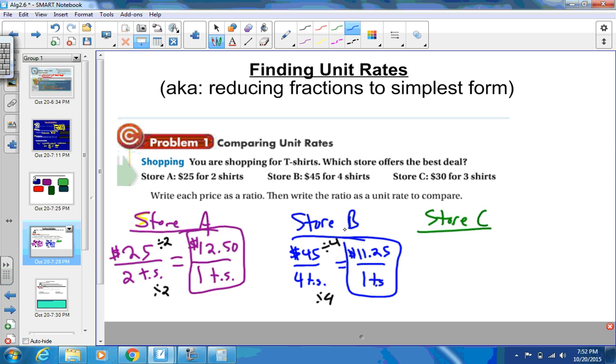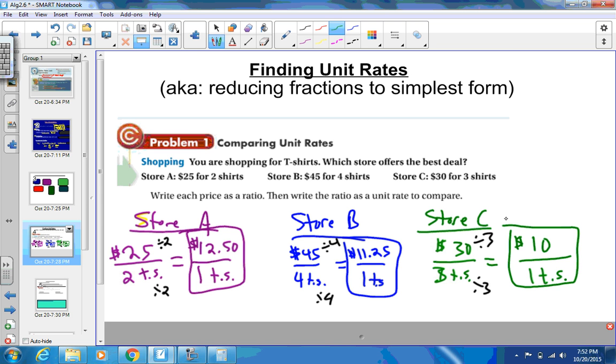So far, store B is a better deal. But we still have store C. So they sell them $30 for 1 t-shirt. Oh no, 3 t-shirts, sorry. And we want to figure out for 1 t-shirt how much it would cost. So this one's a little bit easier. We can divide the bottom by 3 to get to 1 t-shirt. So we divide the top by 3, and you can do that in your head. 30 divided by 3 is 10, or $10 per 1 t-shirt.